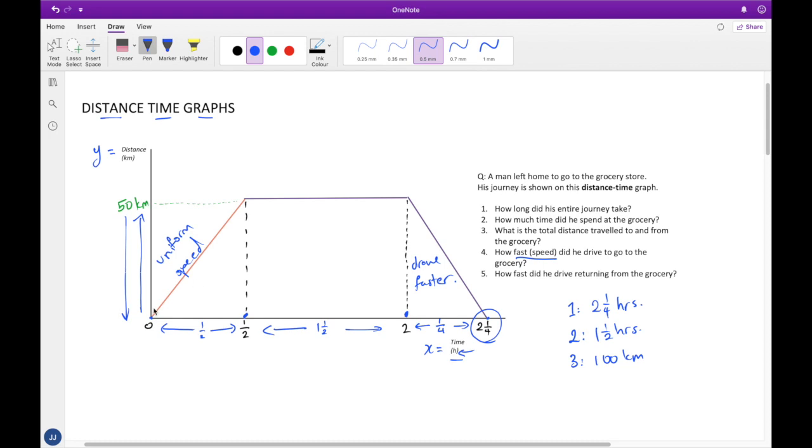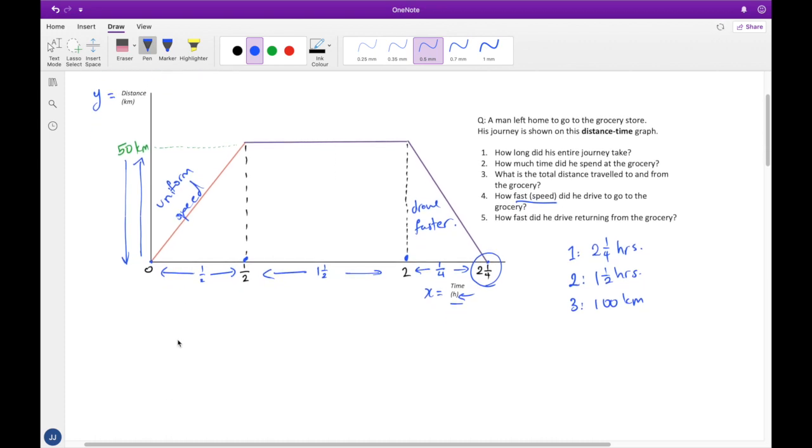How fast, or the speed, did he drive to go to the grocery? So we saw here that he traveled at a uniform speed because it's a straight line, right? So he's covering the same amount of distance in an equal amount of time. Now we have to actually calculate what that speed is. And we just need to know one simple formula: speed equals distance moved over the time taken.